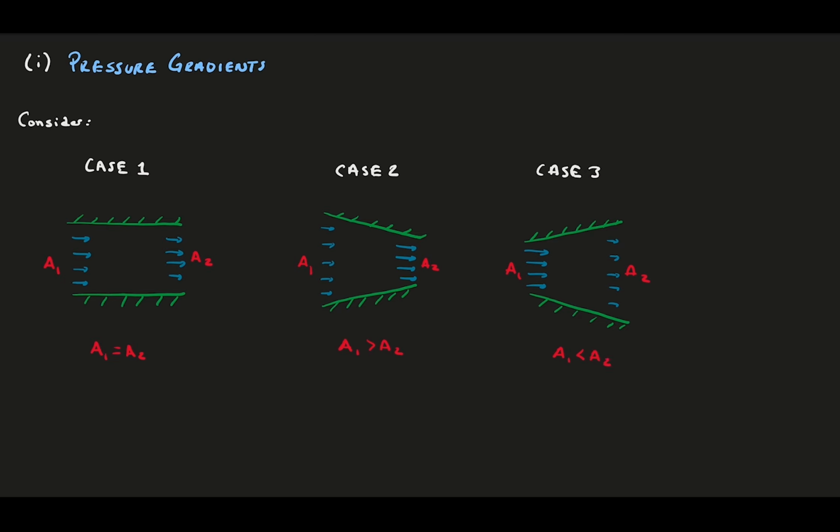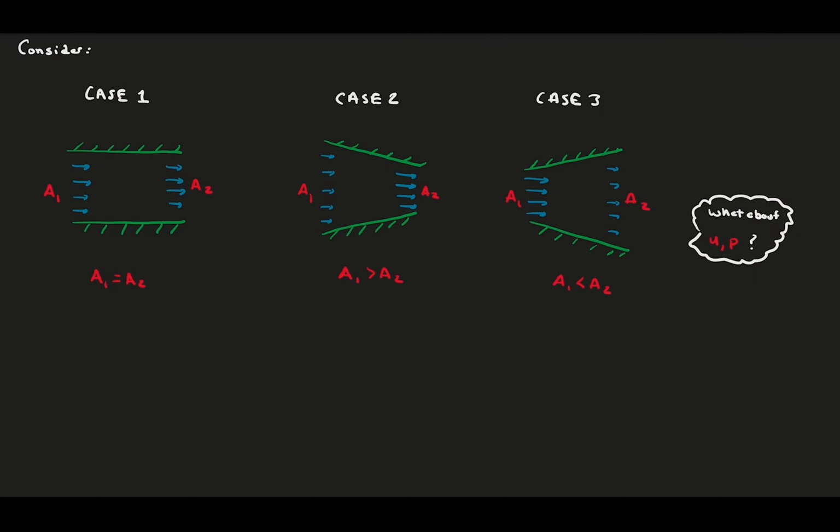We know something about the area relationship from beginning to end in all three cases, but what about the velocity and the pressure? To make conclusions about these, we need to consider our conservation equations. We start simple with the conservation of mass. If we consider the entire flow, we know that the flow rate in and out must be equal. The flow rate here is the product of density, velocity, and area.